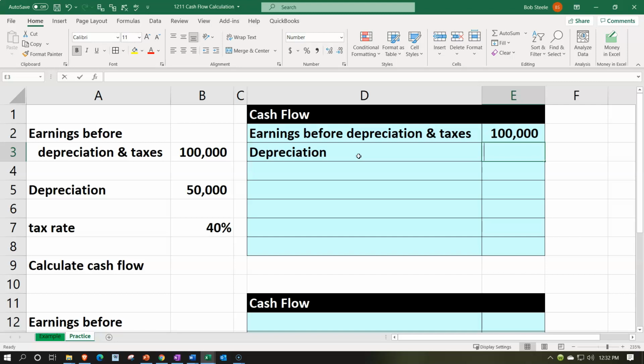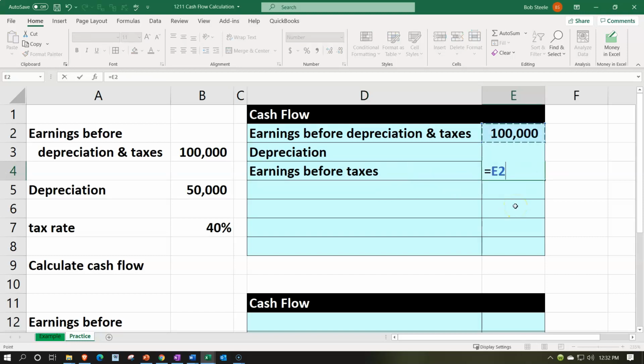So we're going to say that this is going to be the 50,000 for the depreciation. I'm going to go to the font group and underline it. And then we're going to say what the earnings before the taxes are. So let's pick up the earnings before taxes. We always have to get to that earnings before taxes so that we can calculate the tax on it. That's going to be the 100,000 minus the 50,000.